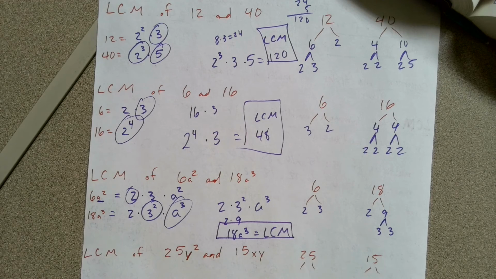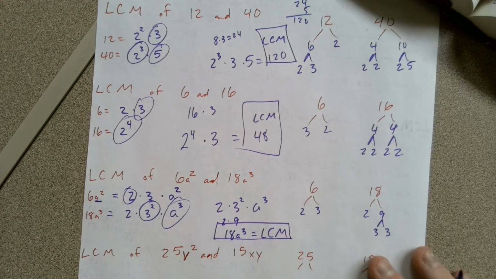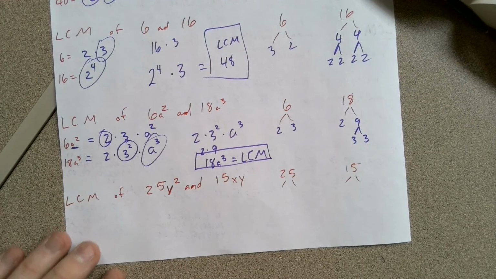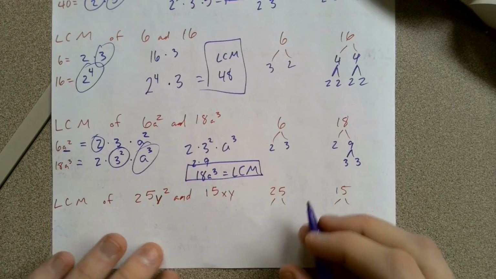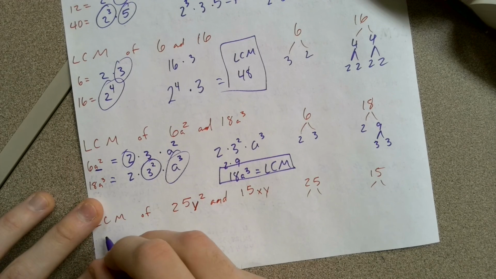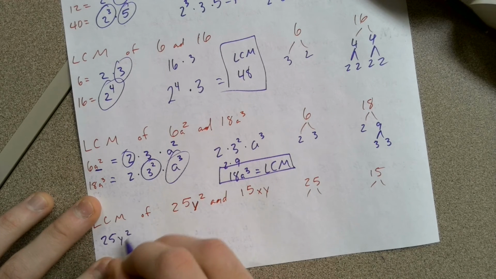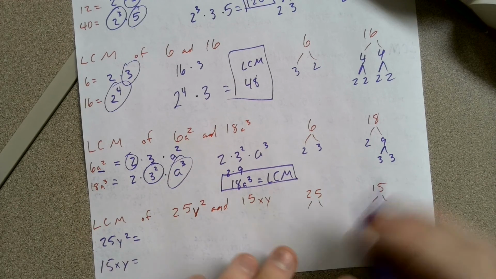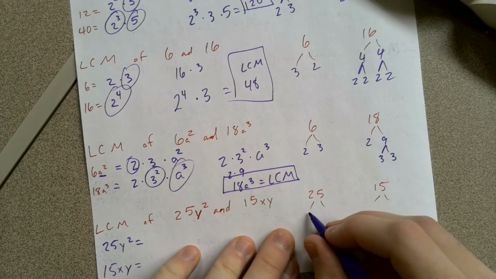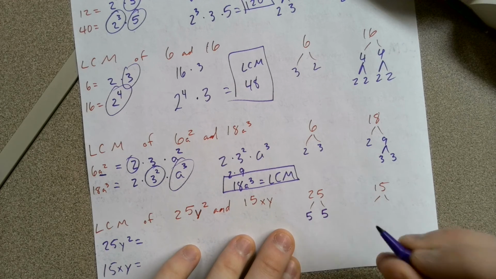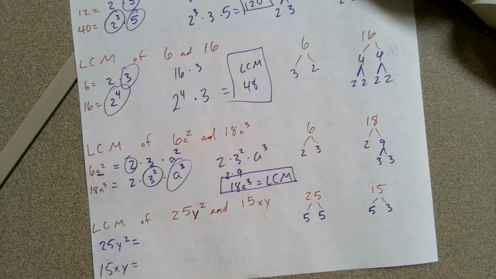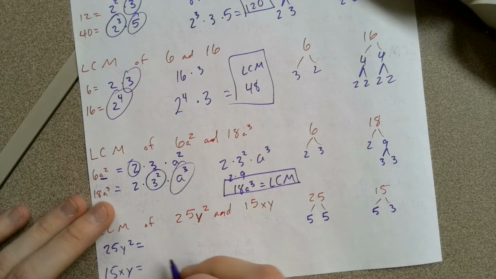We did the exact same method as we did for those first two. I'm going to show you one more here, and then I'm going to sign you off and send you on your way. Okay, we got 25y squared and 15xy. Take out those numbers right away to break those apart. Let's do 5, 5. Oh, look, those are prime. 15, we'll do 5 and 3. Also prime, we're done right there.